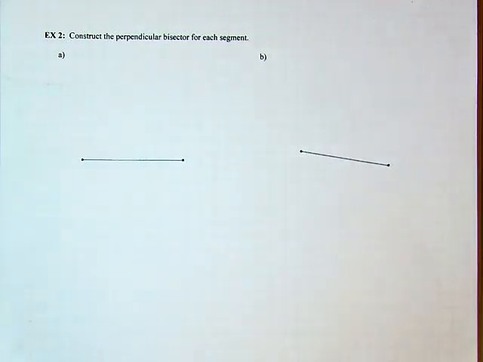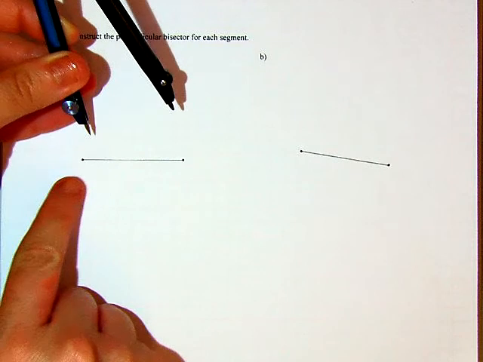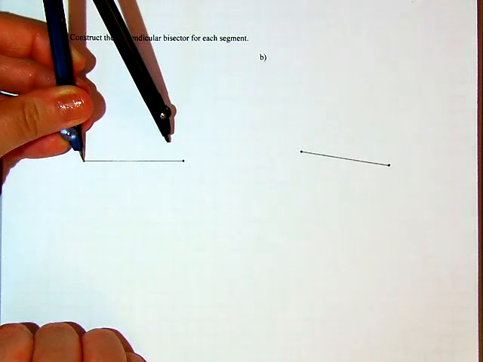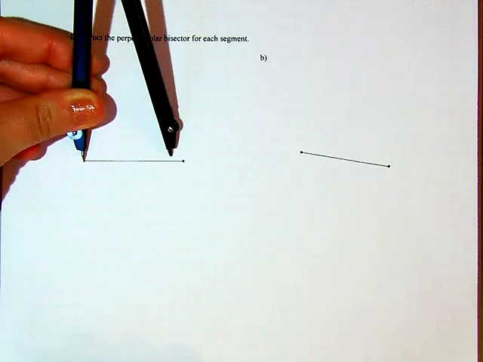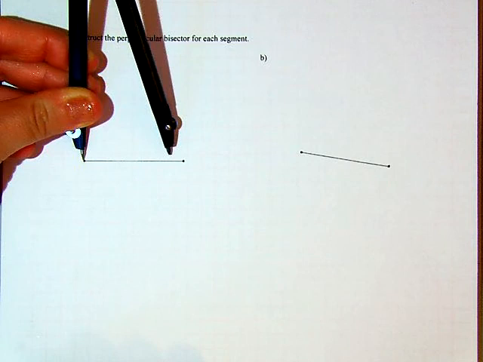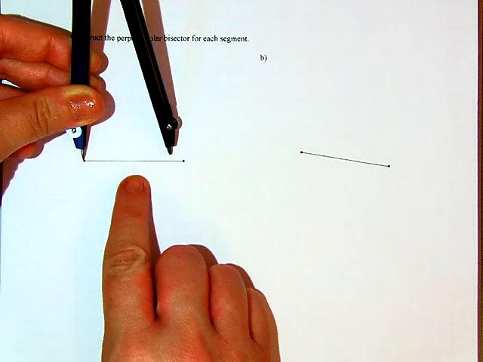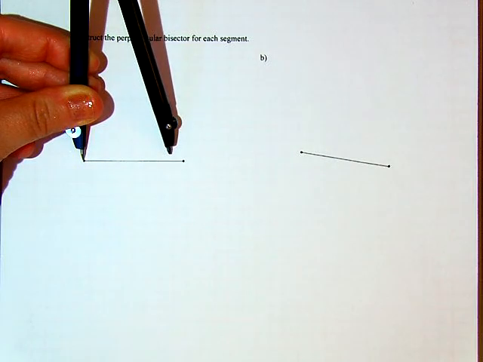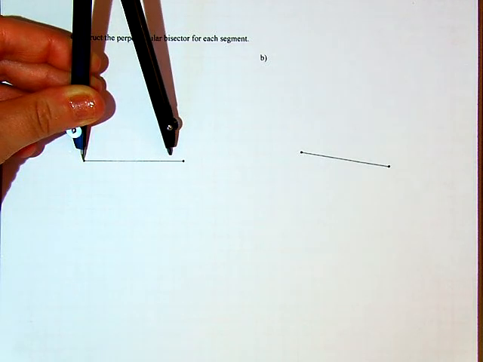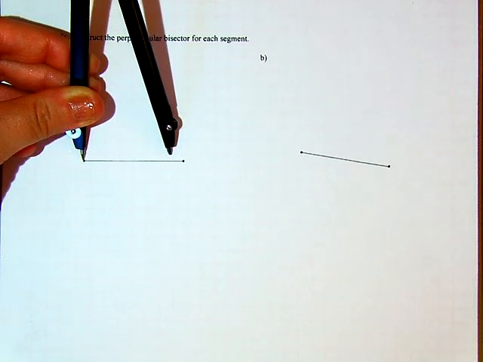So what I need to do with my compass is I can pick either endpoint. It doesn't matter which one. I'll start with the one on the left. So I'm going to put my needle right here on the left. And I want my compass open to a setting that is a little bit more than halfway across. So here's about halfway. It needs to be a little bit more than halfway across. Okay, other than that, it doesn't matter. Just it has to be open a little bit more than halfway. So this is a good setting.